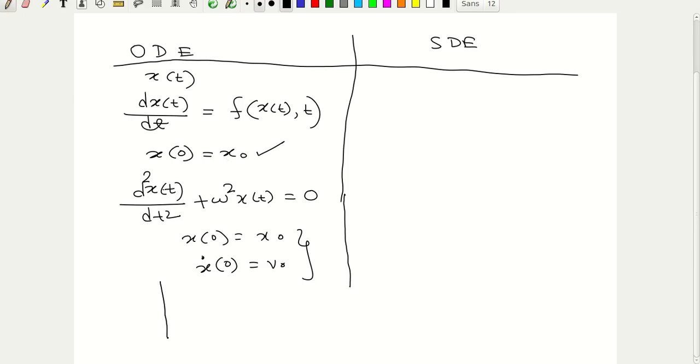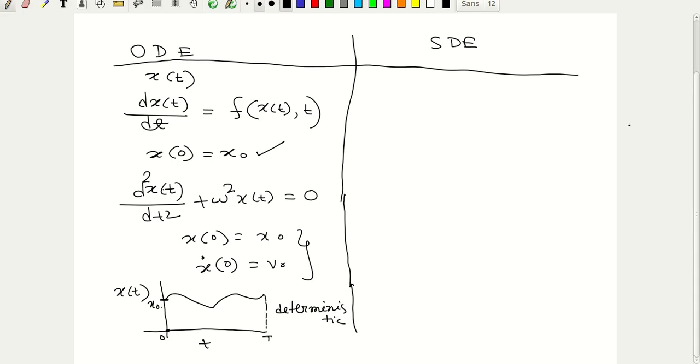So now how to solve it? If we solve it, what will be the solution? It will be something like this. If you plot x of t versus t, this is your x of 0 value, and the solution will be something like this, but it is deterministic. This is the solution at time 0, and this is the solution at time t. So you solve up to time t, and then you will get a function like this. So this is basically deterministic.